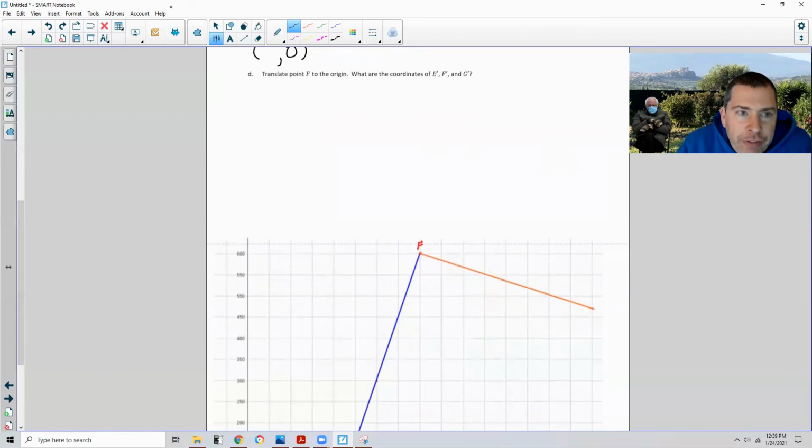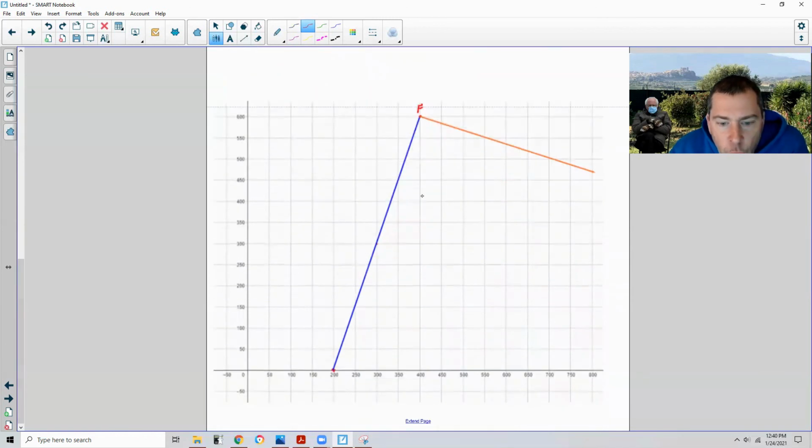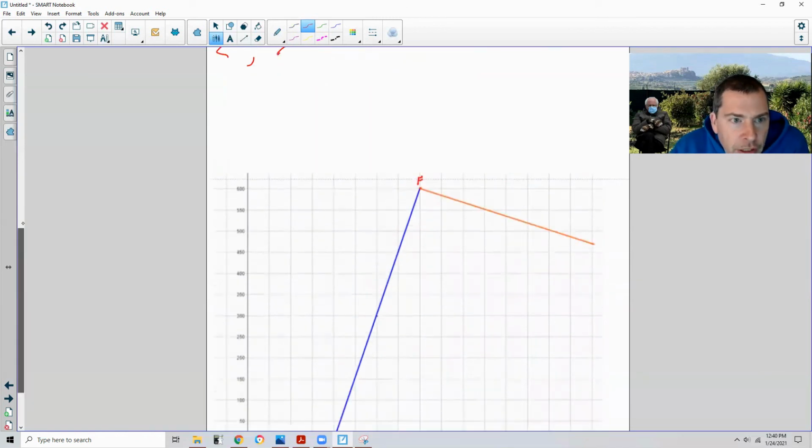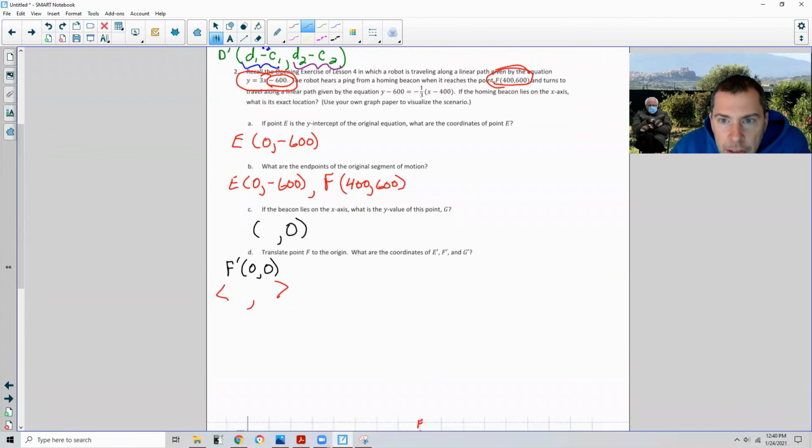So in order to get F to the origin, we're going to get an F prime, and it's going to be 0, 0. In order to do that, we had to do a vector translation. So I had to move X. My F coordinate was 400, 600. So if I go up here, it is this point right here, 400, 600. So to get 0, 0, I had to subtract 400 from my X, and I had to subtract 600 from my Y. So I'm going to do the same for F prime and G prime.